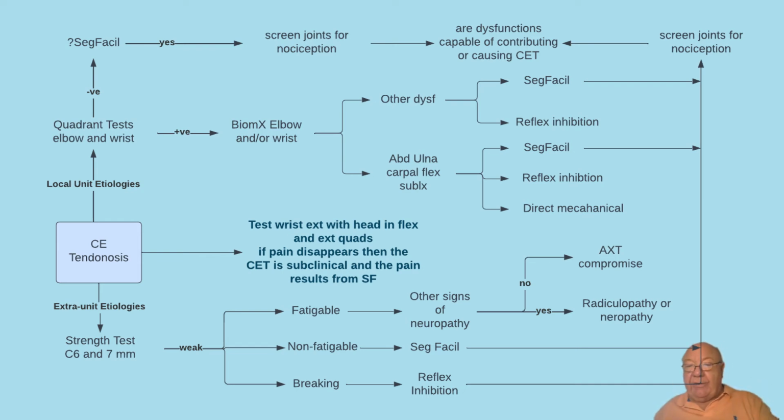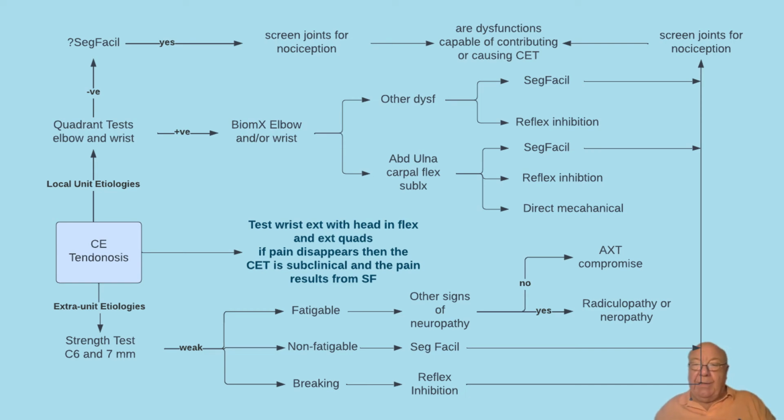Otherwise, you're going to see electrical conduction loss with fatigable weakness, which would suggest either a radiculopathy or a neuropathy, depending on the distribution. Now, all of this can, of course, be a single crush or a multi-crush, and you're going to have to find out which it is by working your way through that nerve system and find out where the weakness starts and where it ends, actually. So, if we have non-fatigable weakness, we're probably looking at segmental facilitation. You look for all the signs of segmental facilitation.